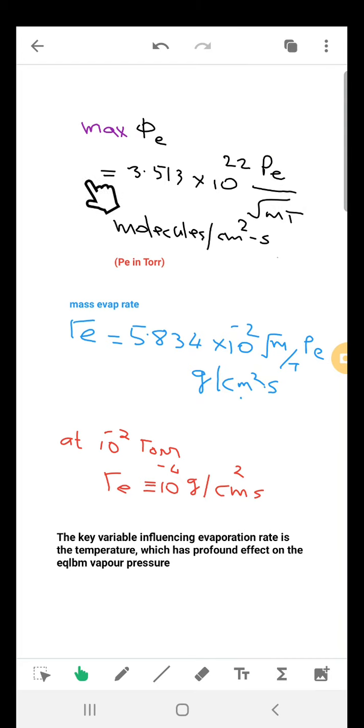Now, as we have said, the maximum evaporation rate is calculated when Ph is equal to 0 and alpha is equal to 1. It comes around 3.5, and this is the amount where P is expressed in torr. Whereas the mass evaporation rate is this amount, root m by T into P. So at 10 to the power minus 2 torr, this is the mass evaporation rate that we obtain. The key variable influencing the evaporation rate is, of course, the temperature, which has a profound effect on the equilibrium vapor pressure.